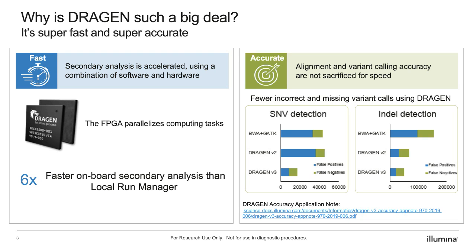BWA-GATK was the previous industry standard alignment and variant calling pipeline developed by Broad. The DRAGEN algorithm improvements between V2 and V3 increased variant calling accuracy, both for SNV and indel detection, by reducing false positives and false negative calls. So here, when we talk about DRAGEN V2 and V3, we're referring to the DRAGEN software versions, not the DRAGEN server hardware versions. So DRAGEN V3, the software, performs better, meaning there is a reduction in false positives and false negatives, both in SNVs and indel, when compared to the BWA and DRAGEN V2 pipelines. So on the NextSeq 2000, we are using DRAGEN V3.